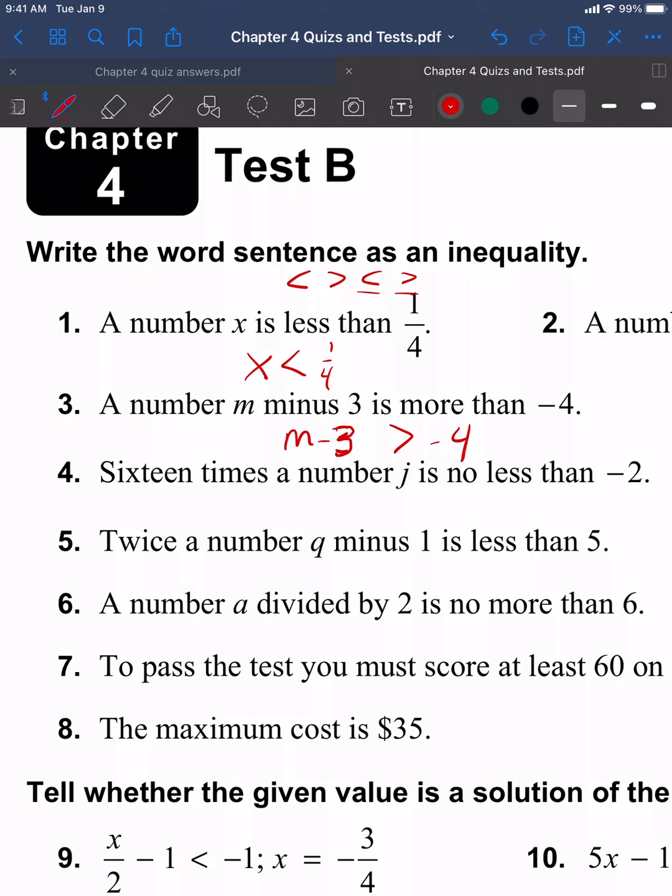Why? Because it says more than. A number m minus 3 is more than -4. It doesn't say could be at least -4, right? Good job. Do you guys see where I made a mistake there? I misread it. Okay.